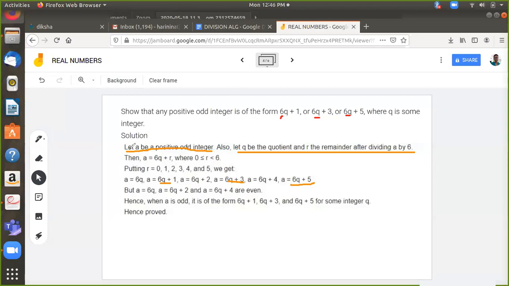And hence, among all the choices that I have, only 6q plus 1, 6q plus 3 and 6q plus 5 can become odd numbers. Hence, when a is odd, it is in the form 6q plus 1, 6q plus 3 or 6q plus 5. That is it. That is the proof. I've used the lemma to show that when I start with any positive odd integer and divide it by another number, say 6, then this is the form in which the odd numbers would appear, leaving the even numbers.